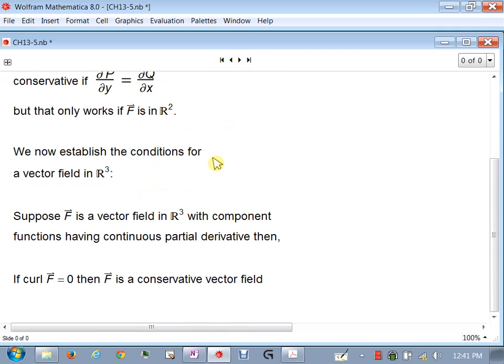But here's the main result. Suppose F is a vector field in three-dimensional space. If the curl is 0, it's conservative. That's where the idea of a conservative vector field comes from. The curl is 0, meaning that at every point, there's no rotation. So things are moving, but they're moving in a way that there's no rotation at all to an infinitesimal point. That's what conservative vector fields do. That's how they behave.